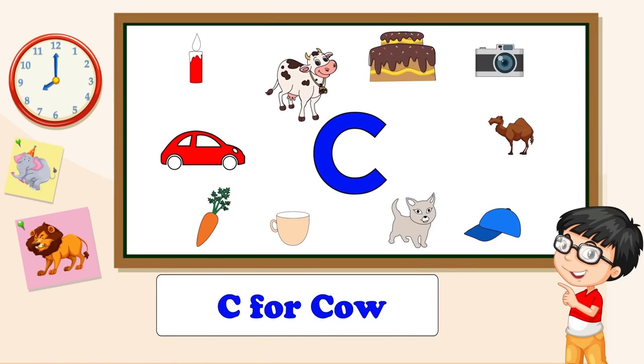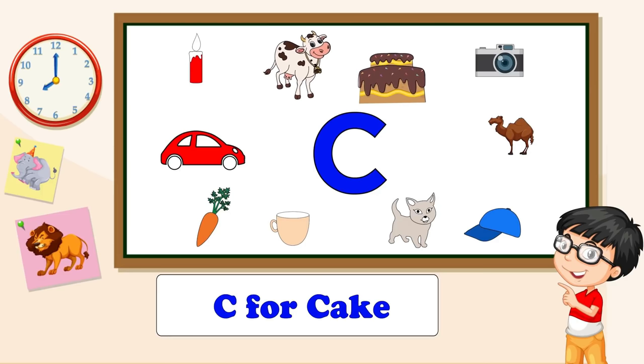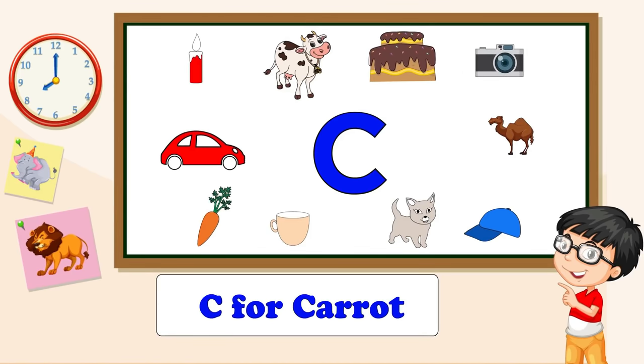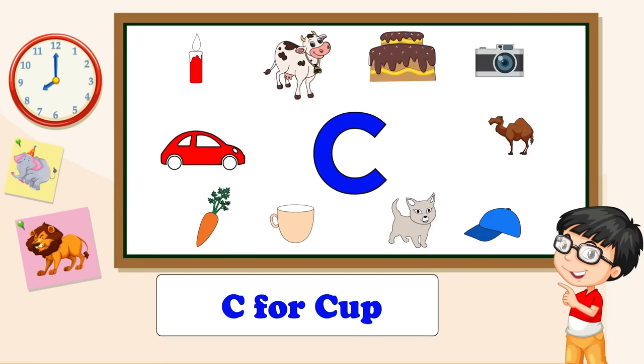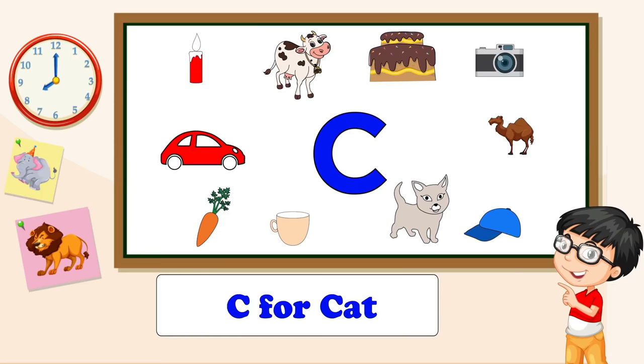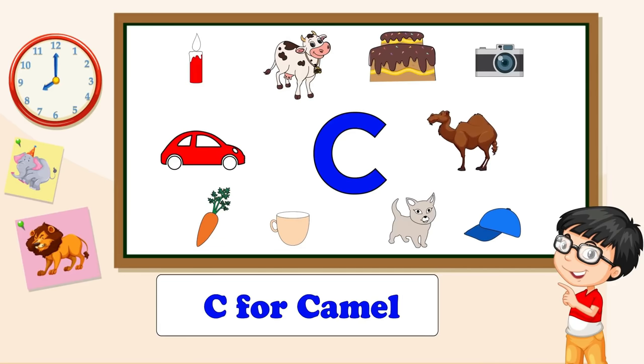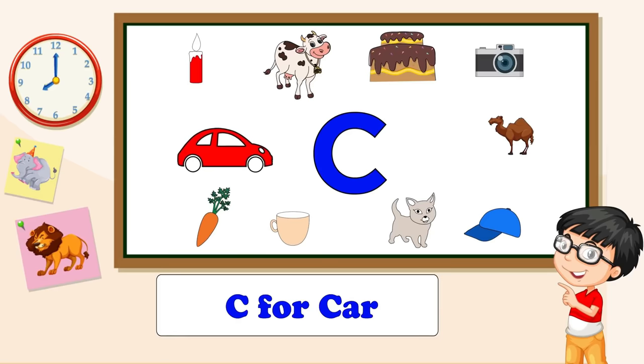C for cow. C for cake. C for camera. C for carrot. C for cup. C for cat. C for cap. C for camel. C for car.